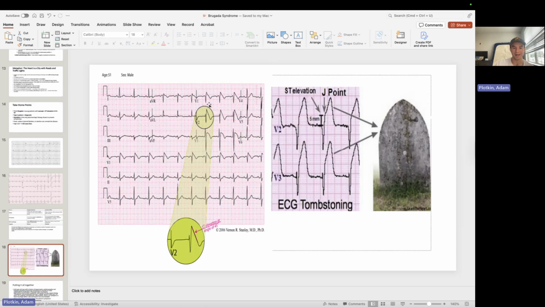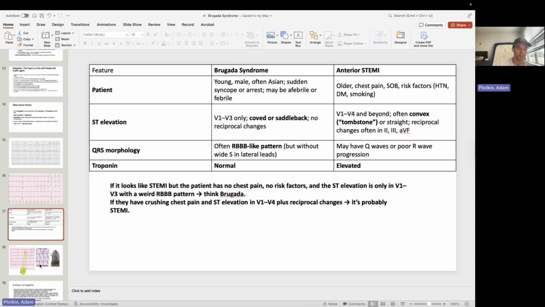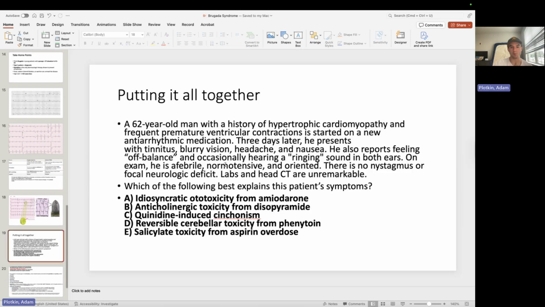So here's my Brugada, again, V1, V2, even a little bit in V3. Nice 45-degree angle. We have the inverted T wave. If I look at my ST segment elevation in these tombstoning, look at these nice ST elevations. It looks like a legit tombstone, okay? Again, patient history is going to really help me out here. Refer back to this chart. So let's put it all together really quick, and then we'll be done.